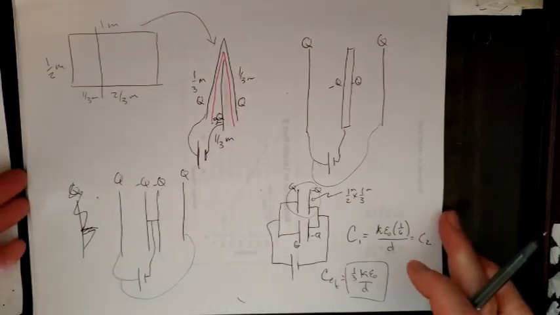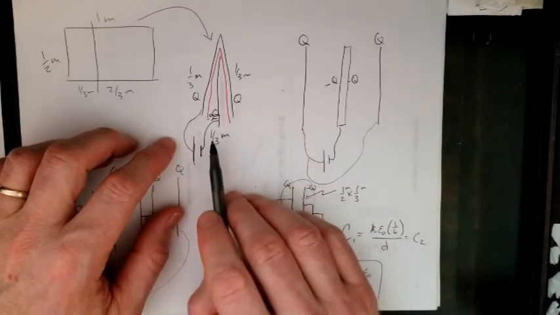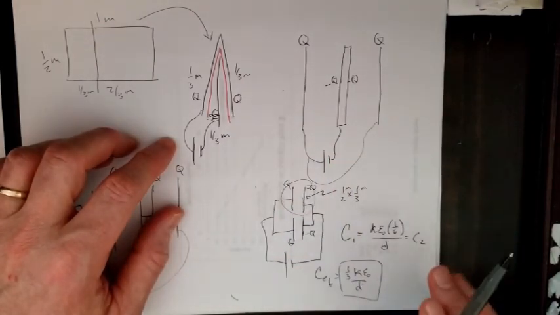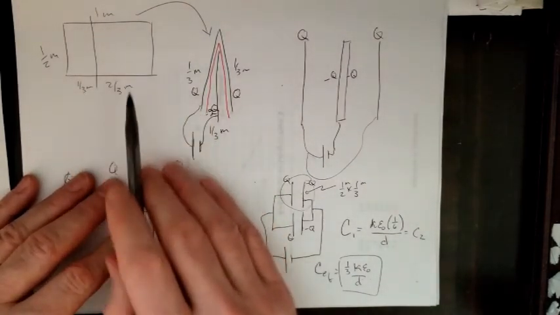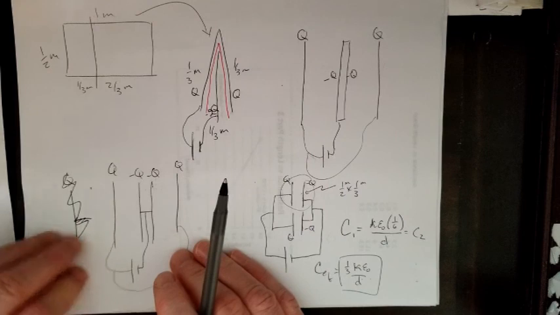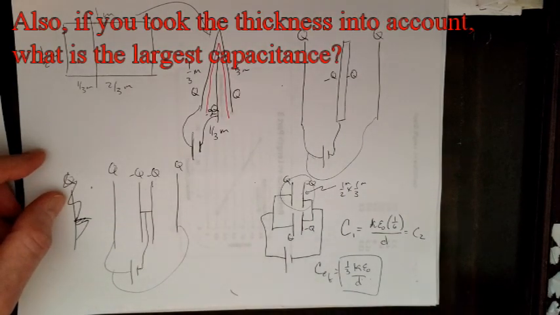Now the question is, theoretically, assuming we don't have to worry about the thickness here of the aluminum foil or the dielectric. That's a slightly different problem. The question is, what is the largest capacitance you could get out of a 1 by 1/2 sheet of aluminum foil? And that might end up being a test question someday.